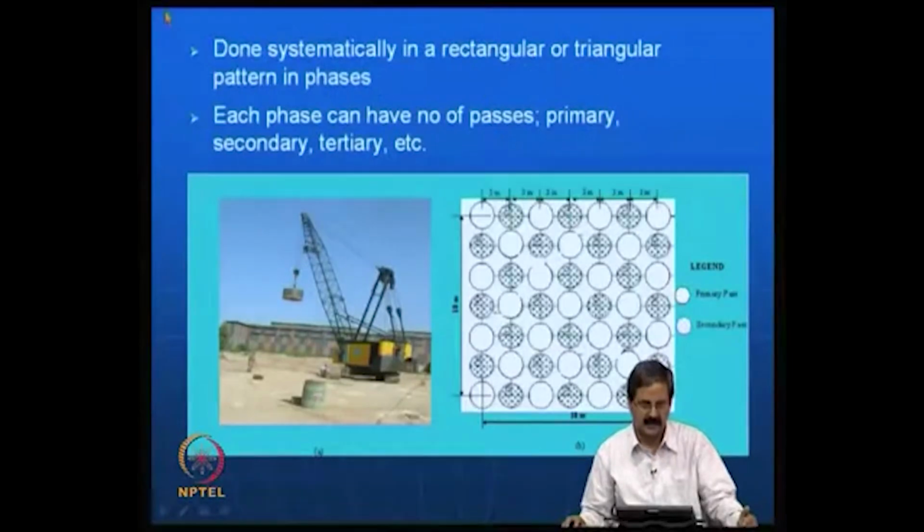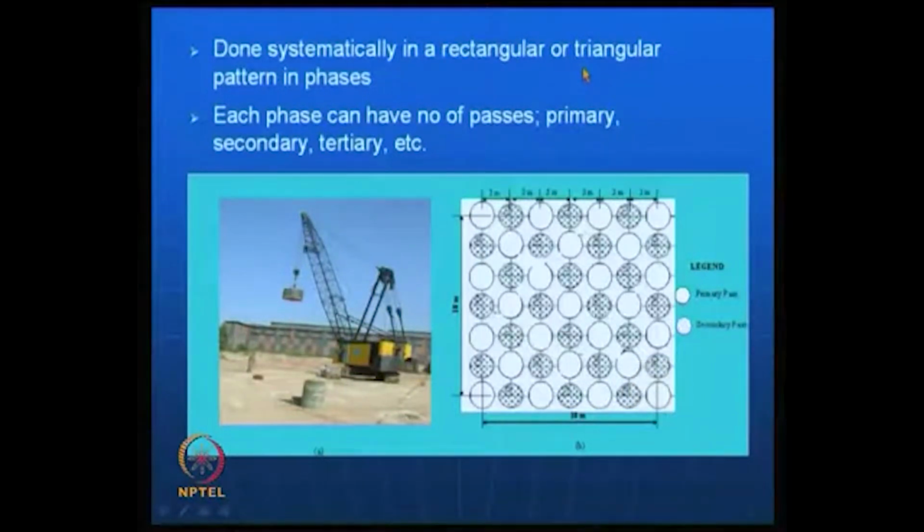You can see here that this is done in a systematic manner. Either, say for example, these are all the tampings that you have, like these are drops, and it is systematically done in a rectangular or triangular pattern. Say for example, the patterns could be triangular or square, and then each phase can have a number of passes, and it can be primary, secondary, tertiary.